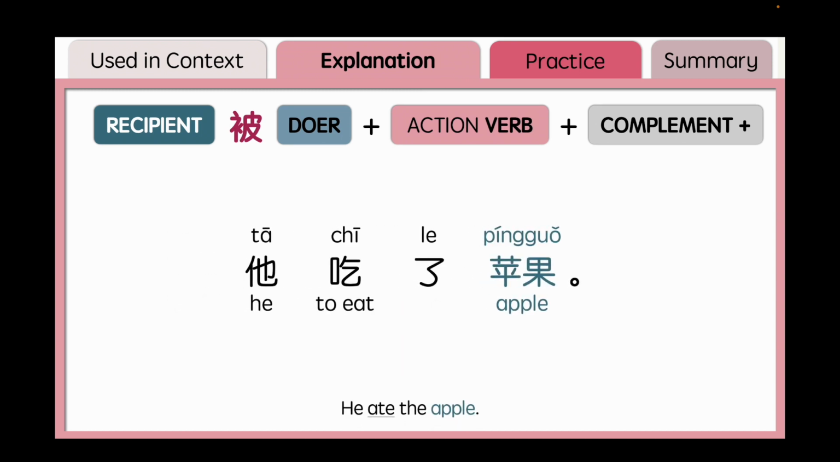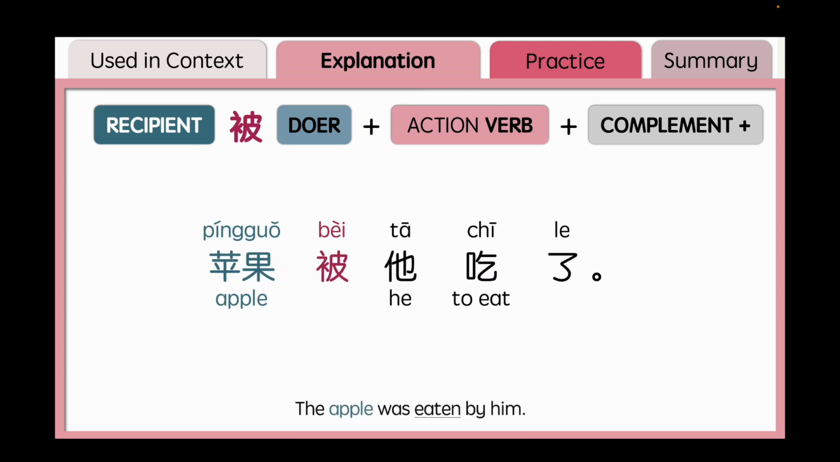他吃了苹果 He ate the apple. 苹果被他吃了 The apple was eaten by him. When you move the recipient of the action forward and then place bei followed by the doer of the action, you get a bei construction.